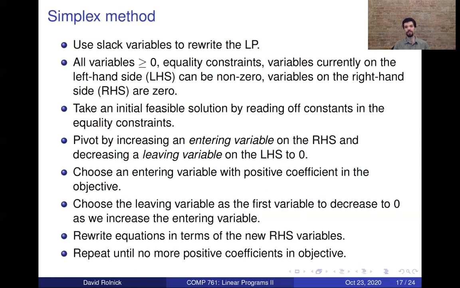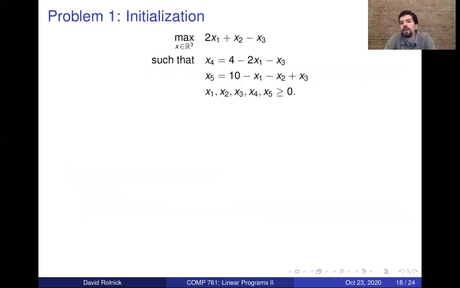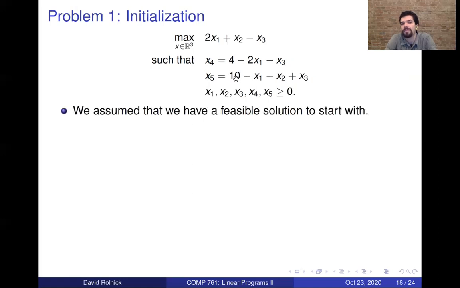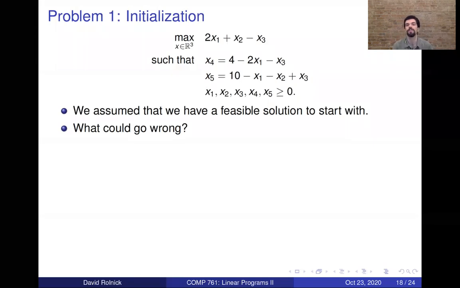Now, there are various objections, various issues that might arise. Let's look at the issues that might arise. First of all, the biggest issue is initialization. So we got lucky here. We said 4, 10. What could go wrong? We assumed we had a feasible solution. What could have gone wrong with that?